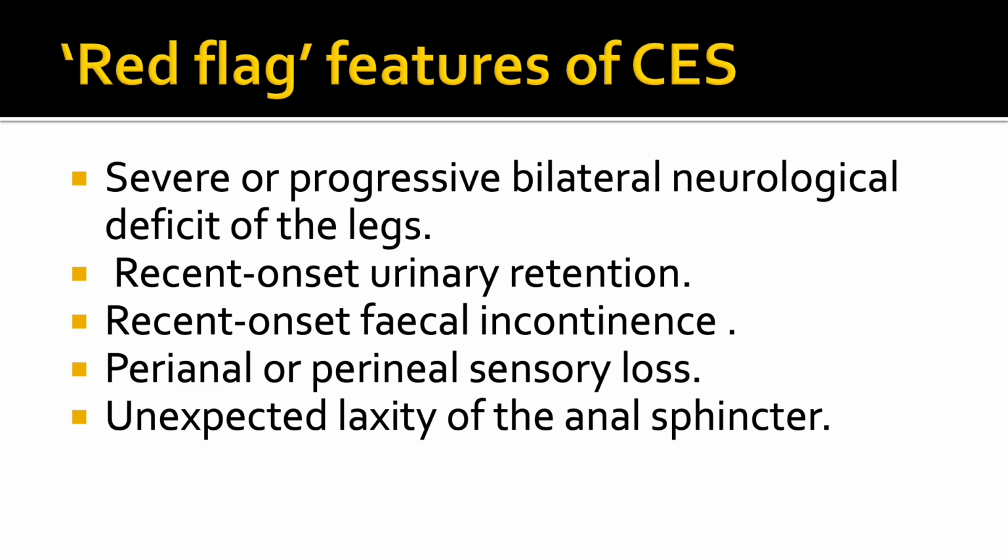It is said there are certain red flags. Actually, they are not red flags. Once these findings are there, the Cauda Equina is almost complete. Anyway, this is classically described as the Cauda Equina red flags. One is a severe progressive bilateral neurological deficit. So it is bilateral. Recent onset urinary retention or urinary problem of neurogenic origin. Recent onset fecal incontinence. Perianal sensory loss. Unexpected laxity of the anal sphincter. These are the red flags.